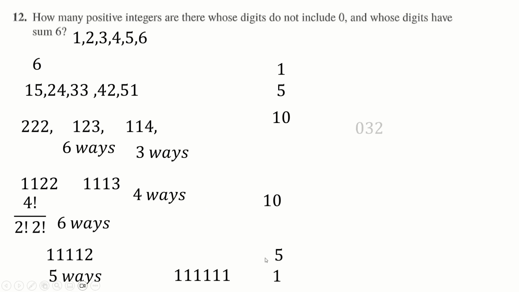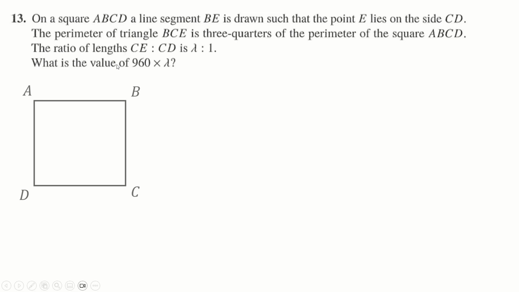Add these all up, you get 32. So the answer is 032. Question 13 then, we're going to make the picture that they want us to make. BE, which is down here somewhere on CD, is like this. And the perimeter of the triangle, which is this triangle here, is 3/4 the square.